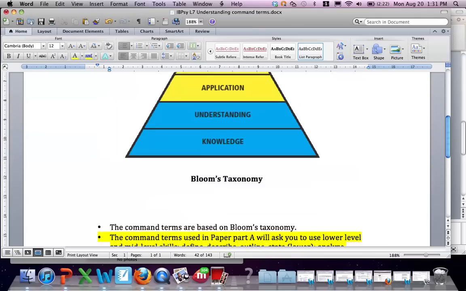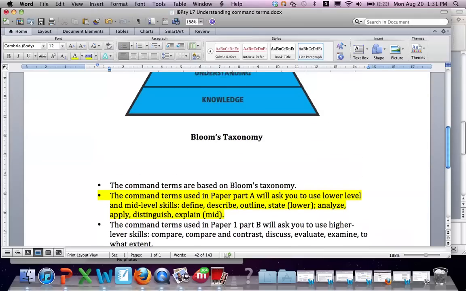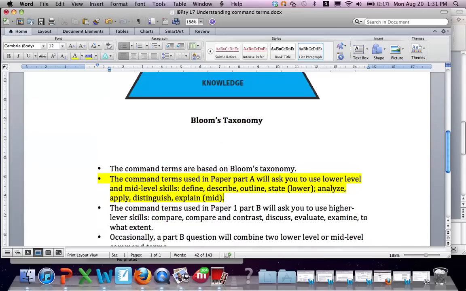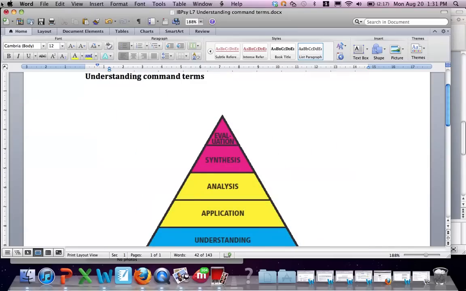So the kind of command terms you might be asked to answer will be things like define, describe, outline, state, and slightly more difficult, sometimes you will be asked to analyze, apply, distinguish, or explain, but you will not be asked to compare or discuss or evaluate or anything like that. So they remain fairly simple command terms.